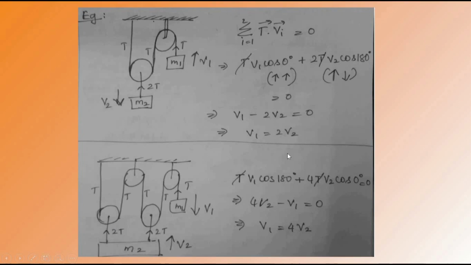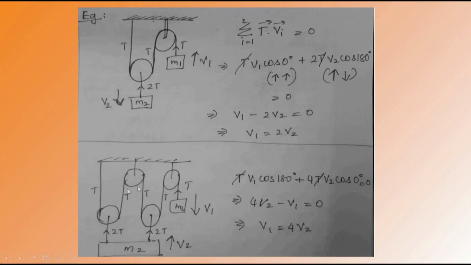A few examples that you can look into. Here we analyze this system as a single one using the T dot V analysis. Here we know V1, we know V2, and we are supposed to find a relation between both of them by writing T dot V1 cos 0 degree, because V and T are in the same direction. Any dot product will be equal to mod T mod V into cos of angle between them, that is what is written here, plus 2T on this block into V2 into cos 180 degree, because tension and velocity are in the opposite directions, should be equal to 0. Now we get V1 is equal to 2V2.